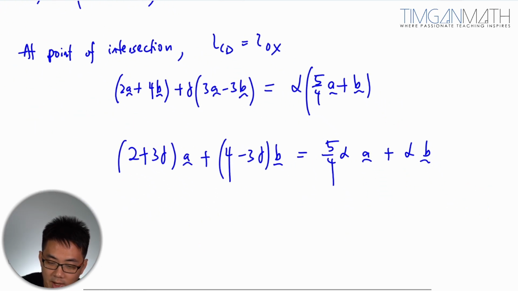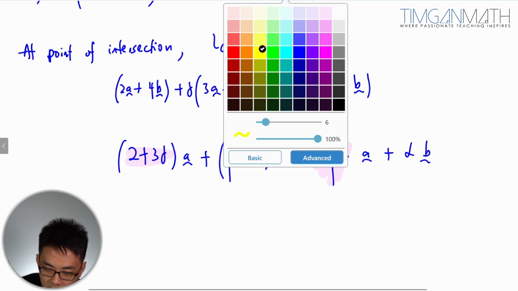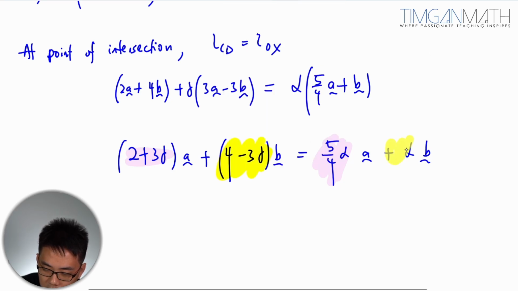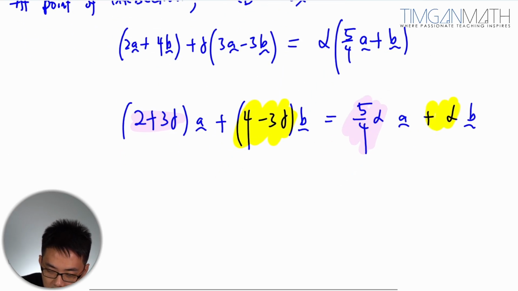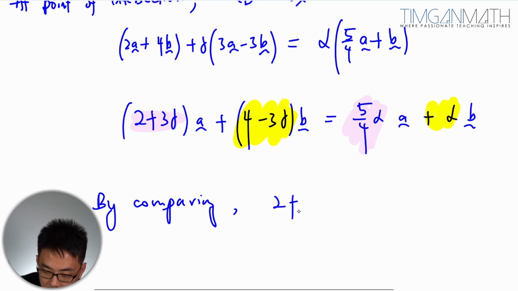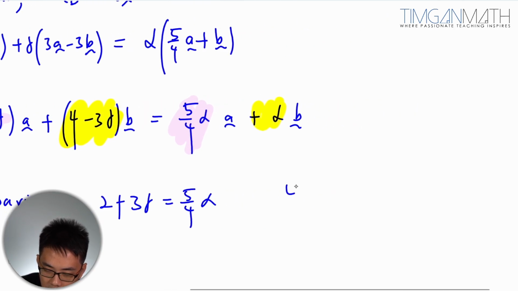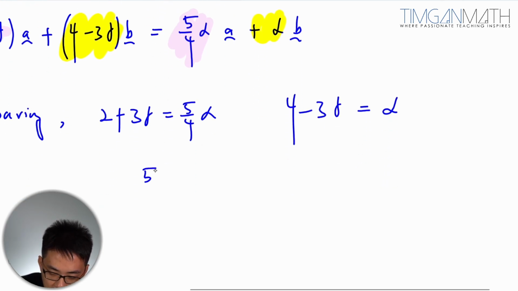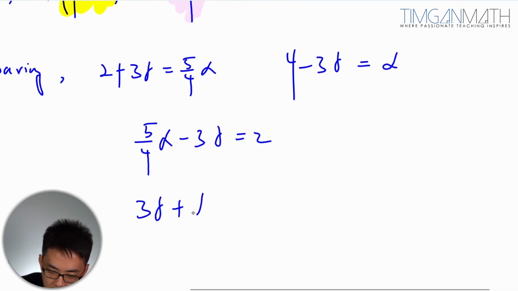Okay, so we can just compare as usual. By comparing the coefficient of A and B, we can actually deduce what is OY. So this case here. So by comparing, because they are non-parallel, 2 plus 3 gamma equals to 5 over 4 alpha. 4 minus 3 gamma equals to alpha. So this is 5 over 4 alpha minus 3 gamma equals to 2. That will be 3 gamma plus alpha equals to 4.